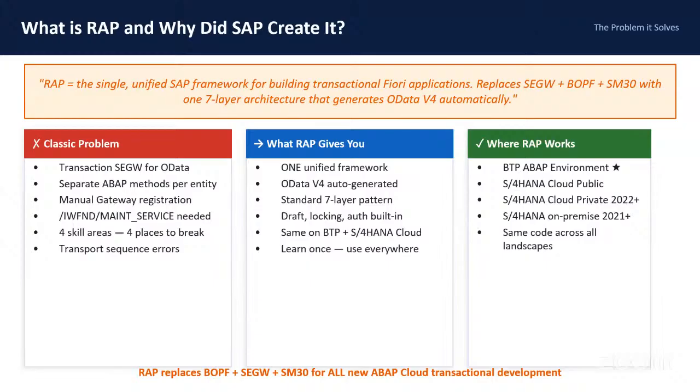Let me ask you something: when you build a Fiori application in classical ABAP on an S/4HANA on-premise system, how many separate technical areas do you need to work in? If you have seen people who have created it, or worked on it yourself, you know that to create an OData service, it is done through SEGW. Am I right, Priyanka? You are there?